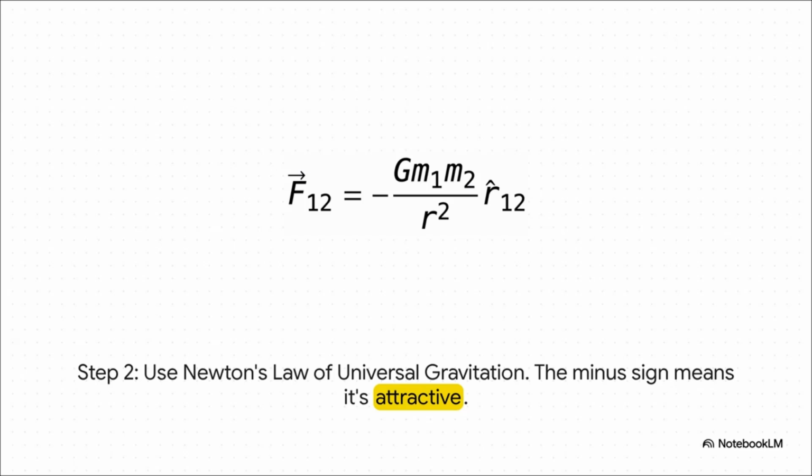Next up, we have to plug in what the force of gravity actually is. And for that, we turn to Newton's famous law. But look closely, it also has a negative sign. In vector physics, that minus sign is really important. It tells us that the force is attractive. It's always pulling things together, never pushing them apart.